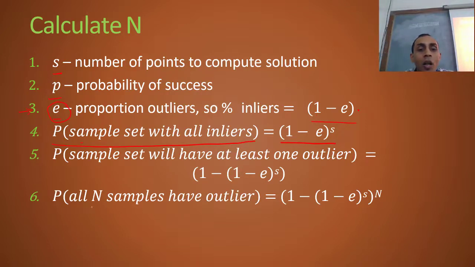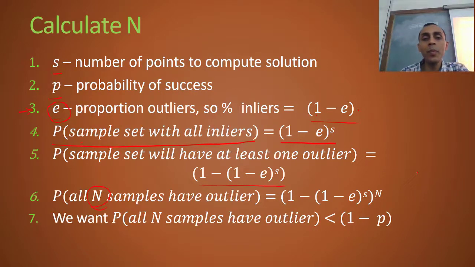Now the probability that in all n tries that we have done, we have got at least one outlier in every trial will be this to power n, because this was the probability that we got at least one outlier. So every time we got an outlier, we raise this probability to the power n.